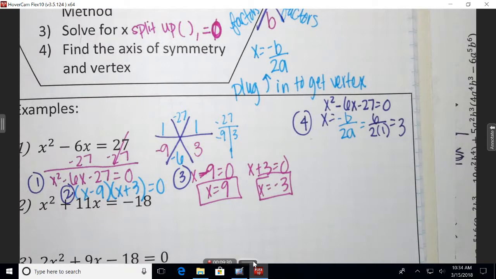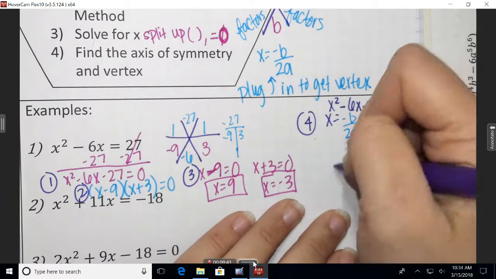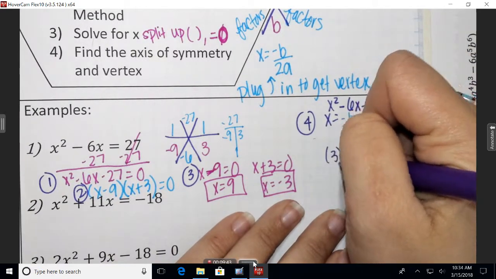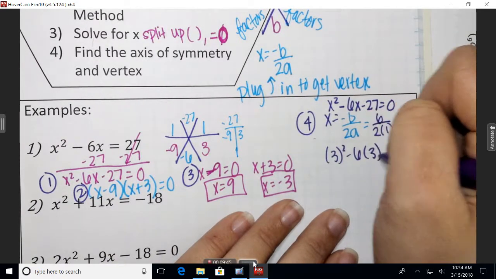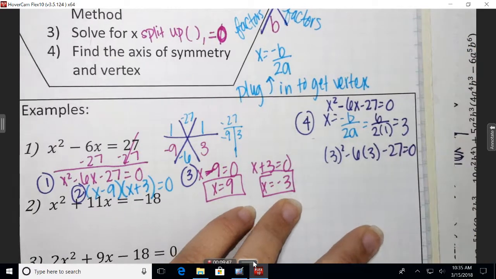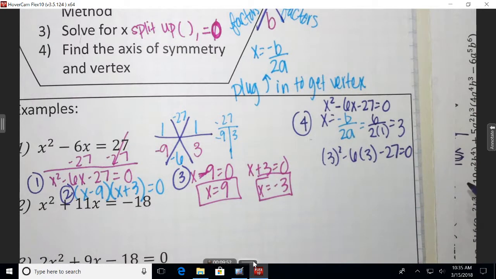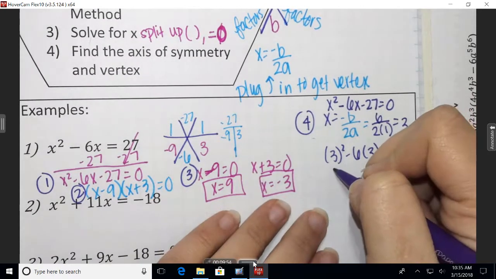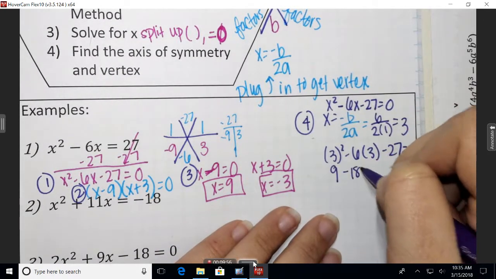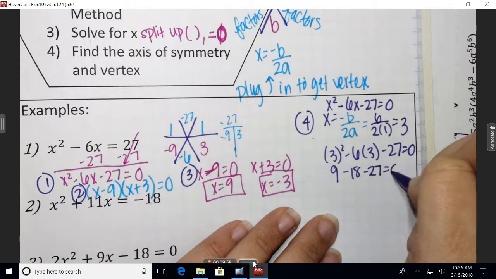Can you just do this part already, set it to the side just to get it out the way? Yeah, you could do this first. All right. There's more than one way to do this problem. All right, and then I plug it back in, so I get 3 squared minus 6 times 3 minus 27 equals 0. Then it's 9 minus 18 minus 27 equals 0.